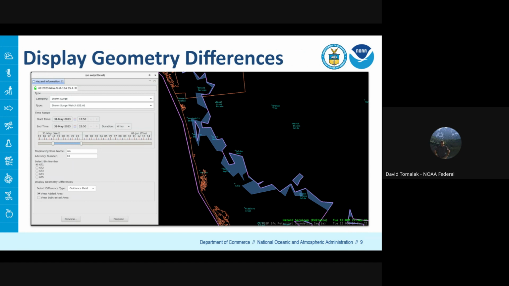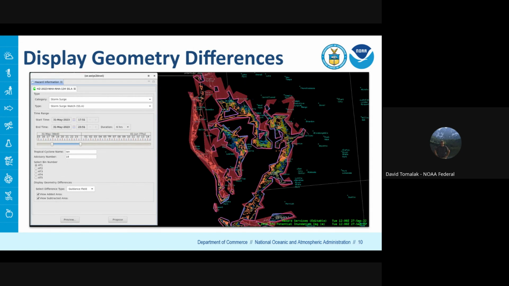So one nice feature of the storm surge is that the forecasters can compare side by side new areas that have been selected. This particular selection does show you a comparison of the new areas. You can see that down at the bottom left, view added area. So let's click that again. We're going to put both of them on, see what that looks like.